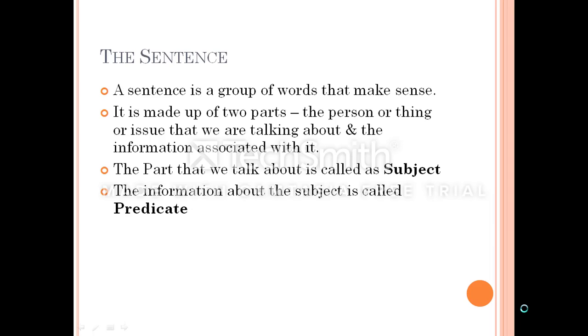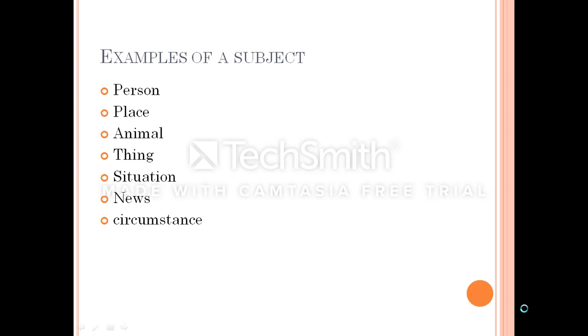And whatever information you are giving about that person or that thing or that issue or that circumstance or that news or that event, any important information, content, knowledge that you deliver about a subject is called as a predicate. So whenever we add together a subject and its predicate, it forms a complete sentence, because whenever you will say something about a particular person, thing or issue, it makes sense, and that is why it is called as a sentence.